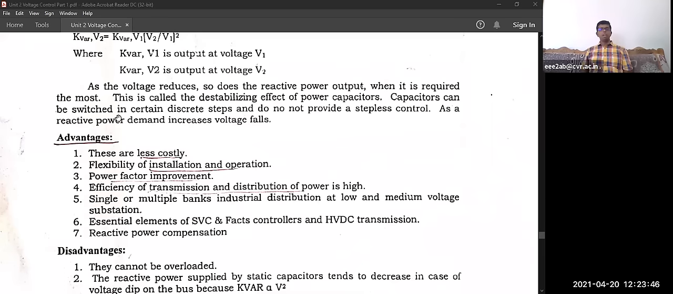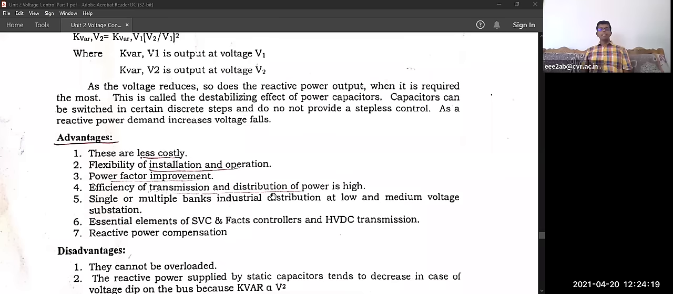Capacitors can be switched in certain discrete steps, and do not provide stepless control, as the reactive power demand increases when the voltage falls. The main advantages are that they are very less costly, with flexibility of installation and operation, and power factor improvement will be there. The efficiency of transmission and distribution of power is high, so it will maintain the efficiency on the transmission and distribution side.